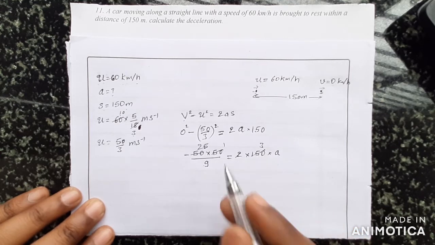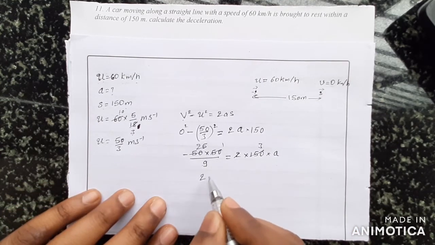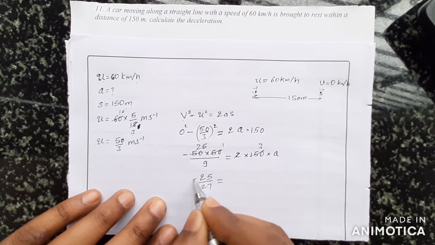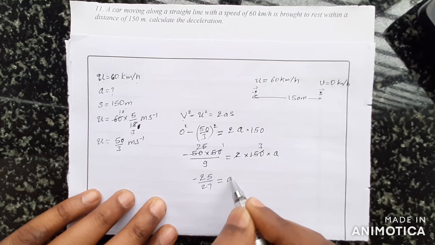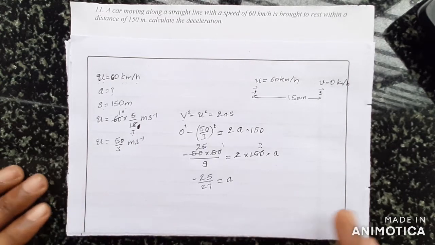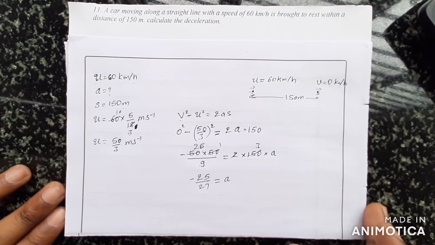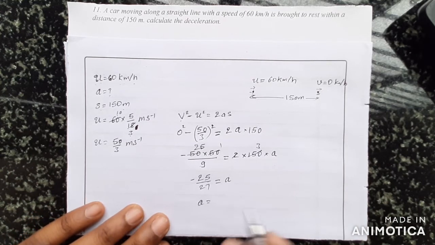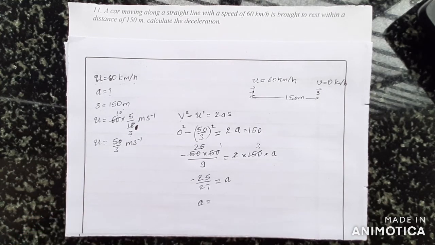So if I send 3 here, it will become 25 by 27 is equal to a, minus 25 by 27 is equal to a. So that's it. So the acceleration is minus 25 by 27. You can make use of a calculator to get the value.